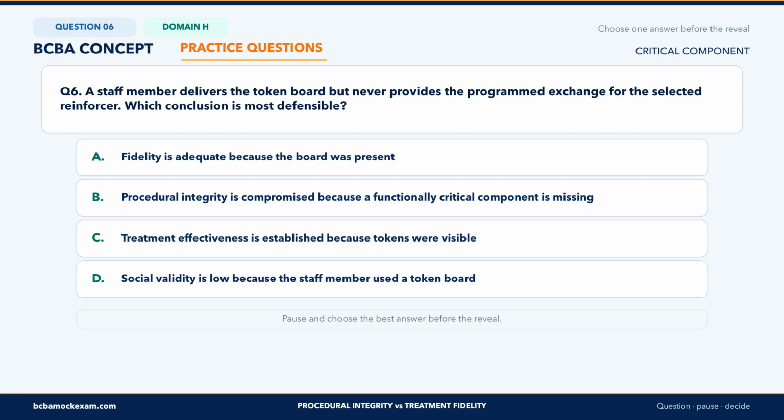Question 6. A staff member delivers the token board, but never provides the programmed exchange for the selected reinforcer. Which conclusion is most defensible? A. Fidelity is adequate because the board was present. B. Procedural integrity is compromised because a functionally critical component is missing. C. Treatment effectiveness is established because tokens were visible. D. Social validity is low because the staff member used a token board. Pause and name the decisive relation before you choose.